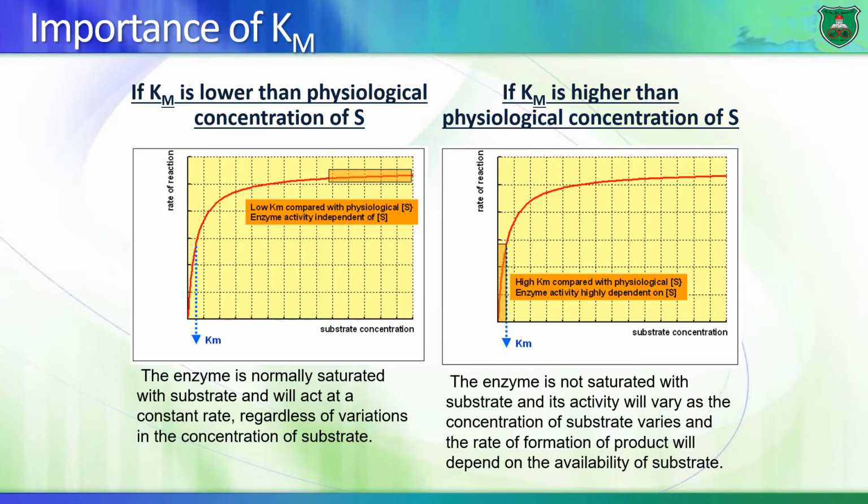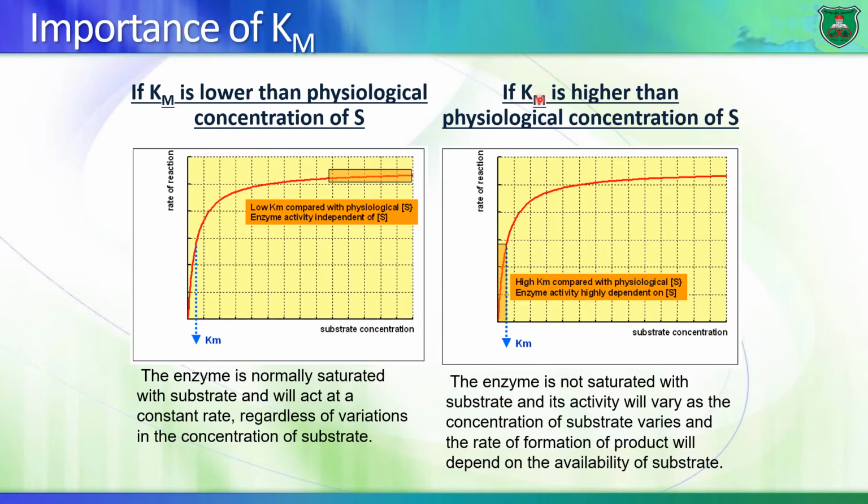Now, is Km important? Definitely, because it tells us something about enzymatic reactions. Let's look at these two examples. What if Km is lower than the physiological concentration of S? So we're talking about Km values right here, and the substrate concentration is very high. It just tells us that for this enzymatic reaction, the rate of the reaction, the velocity of the reaction, is constant regardless of variations in the concentration of substrate.